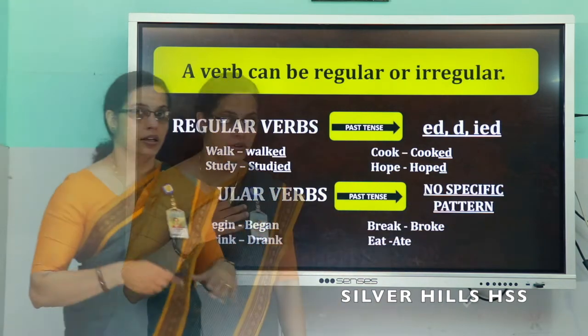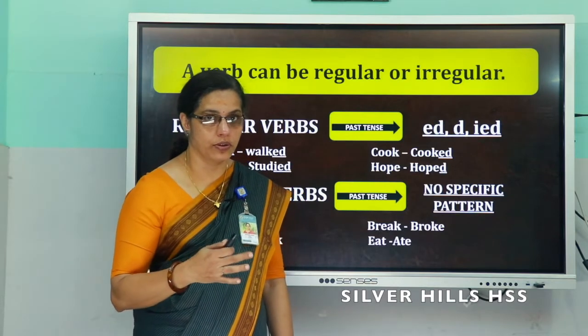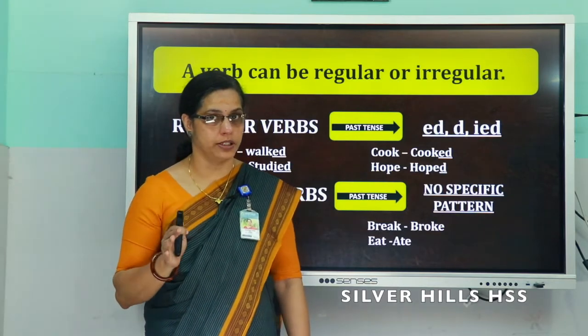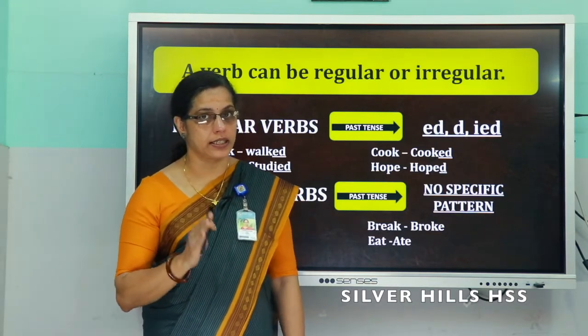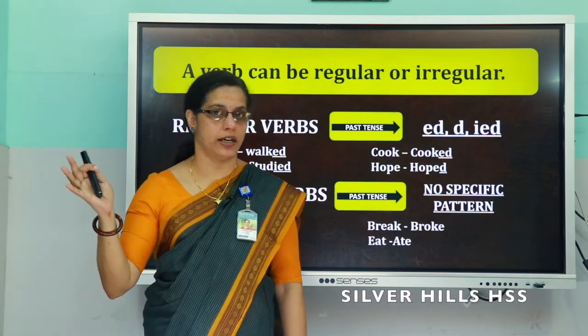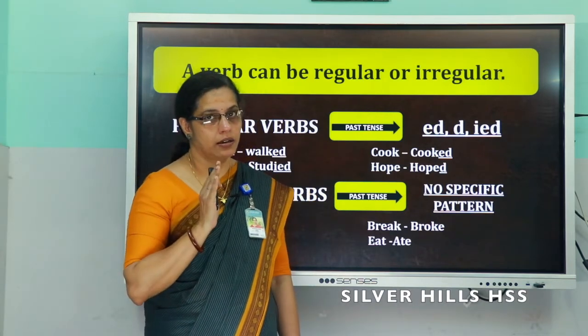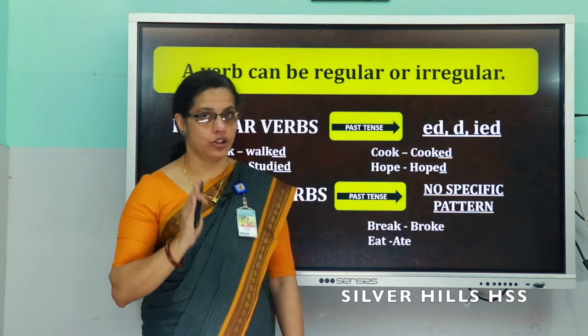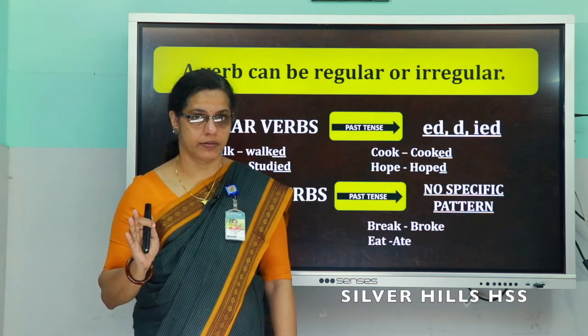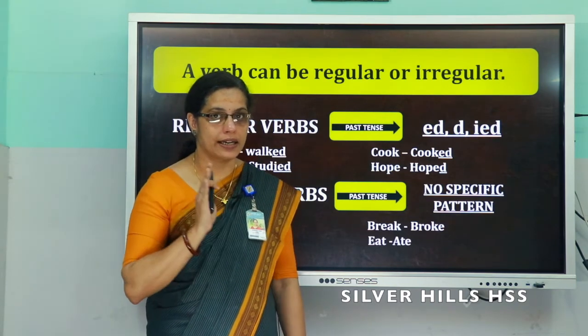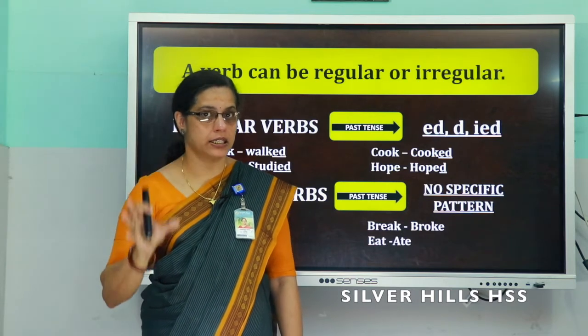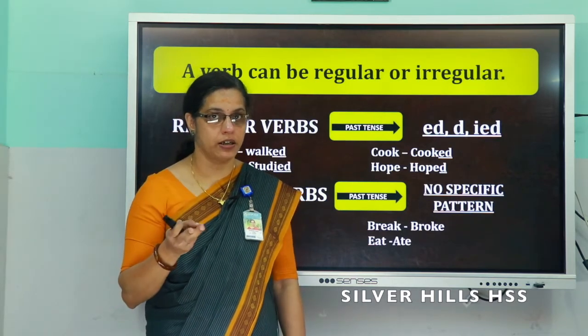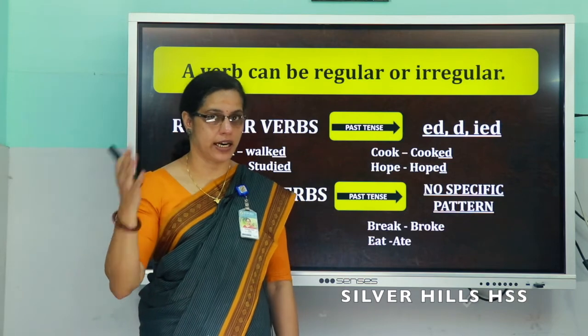And just for you to know, there are three forms of verbs, that is present tense, past tense and past participle, which we will study later. That is, drive, drove, driven. Then ring, rang, rung. The past participle form, that is driven, rung, all those we will study later.